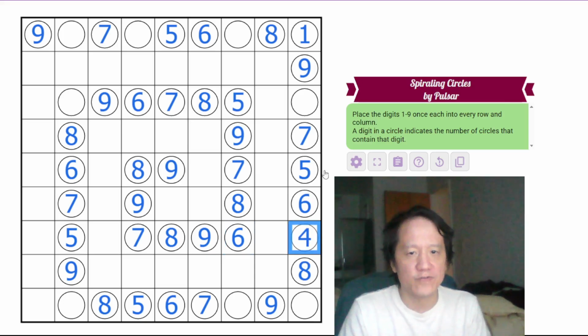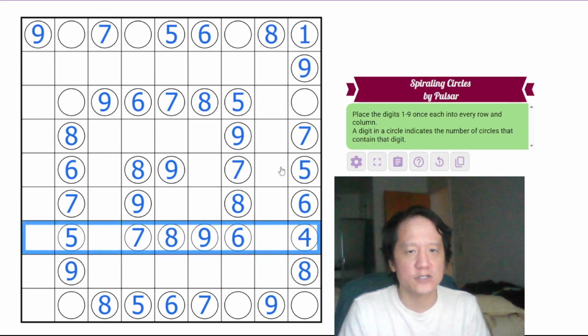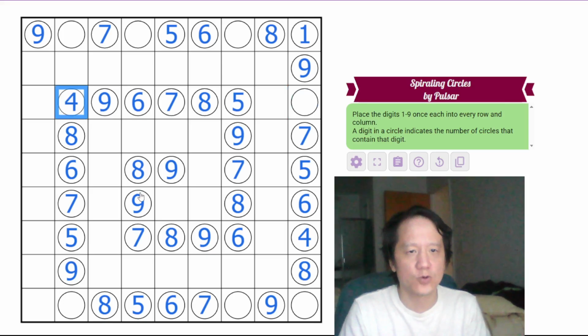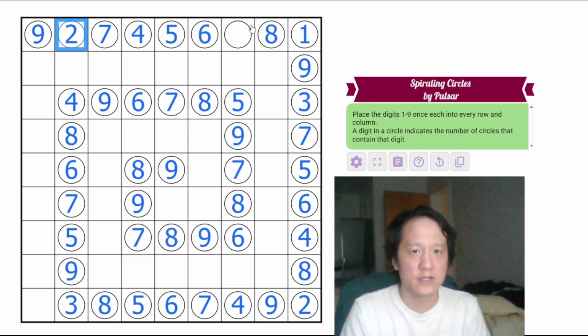4s, this has to be 4. That's in 6 digits. This can't be 4, so this is 4 here. This and this can't be 4, so this is 4 here, which means this has to be a 4 here. That leaves this as 3 and this as 2. Right? So this is 3, which makes that 2, which makes that 3, which makes that 2, which makes that 3.